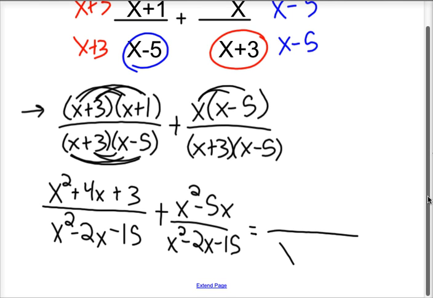So notice, just like we should have, we have that common denominator. And now we have to look at the top. So x squared plus x squared, I have 2 of those x squareds. 4x minus 5x is a negative 1x. And then I still have that plus 3 sitting at the end.